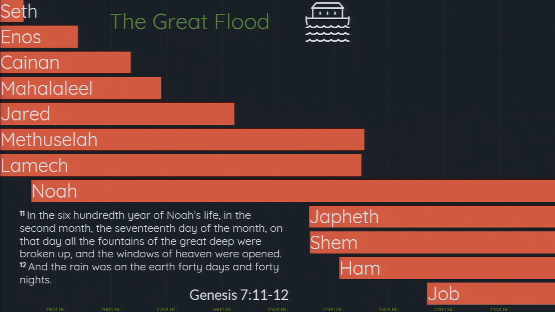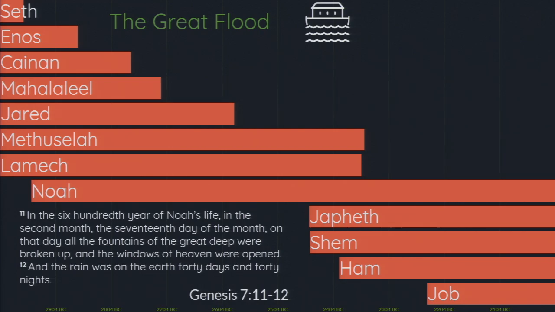So chapter 7, verse 11, it says, "In the 600th year of Noah's life, in the second month, the 17th day of the month, on that day, all the fountains of the great deep were broken up, and the windows of heaven were opened."